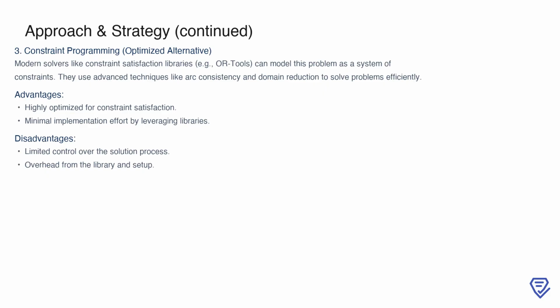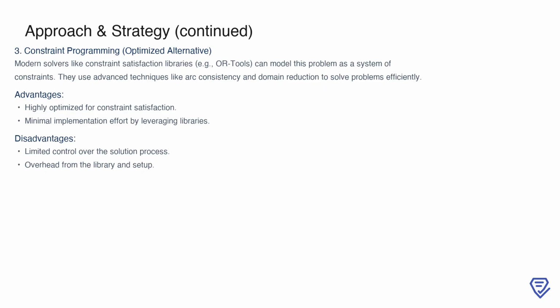These tools, such as OR-Tools, allow us to model the problem as a set of constraints and solve it using advanced techniques like arc consistency and domain reduction. The advantage of this approach lies in its efficiency. These solvers are specifically designed to handle constraint satisfaction problems and can often find solutions faster than custom algorithms. Additionally, using a library minimizes implementation effort, as much of the heavy lifting is handled internally.